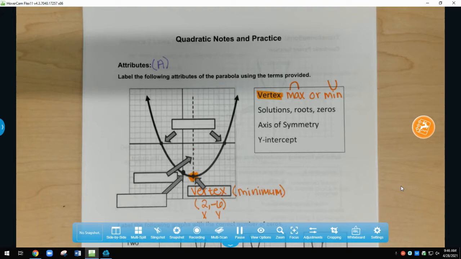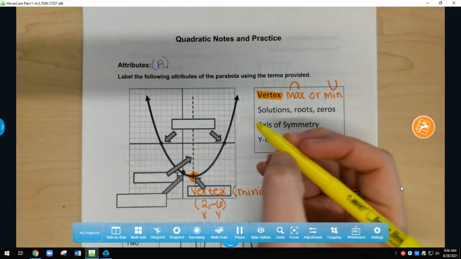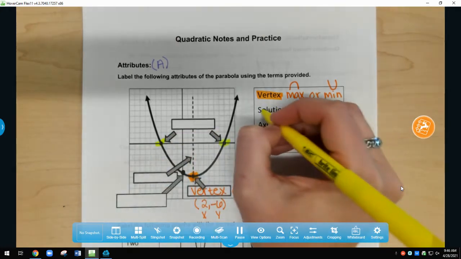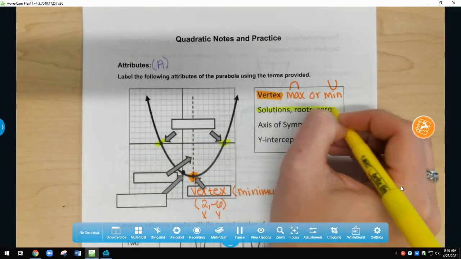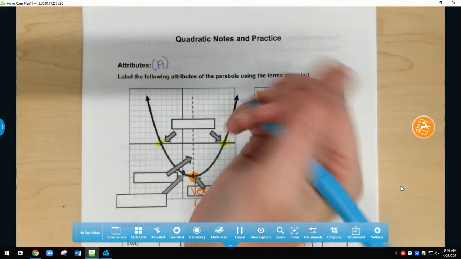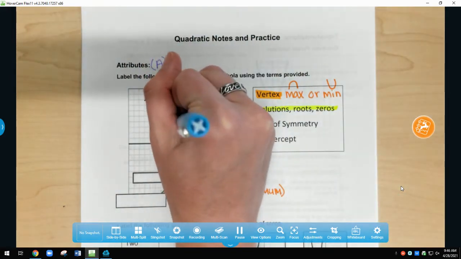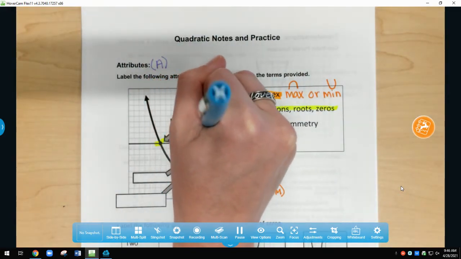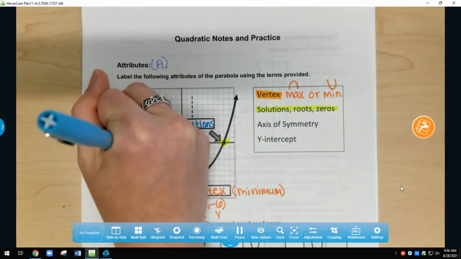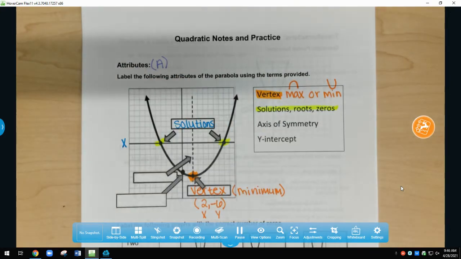All right, now we have our solutions, roots, and zeros. Remember, for those, we are looking at the x-axis. So the yellow is our solutions, roots, and zeros. You can use either of those words. You can also use x-intercepts. So I'm just going to use solutions. Remember you look at the x-axis for your solutions, and we're also going to write those.